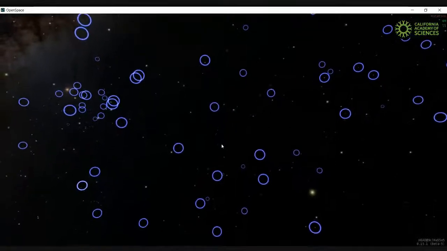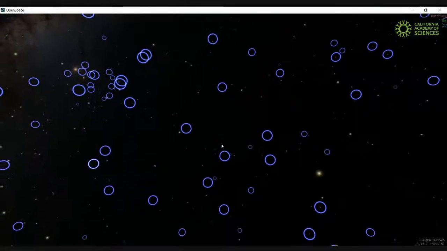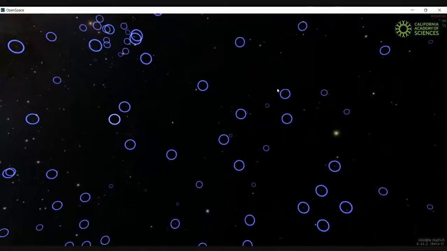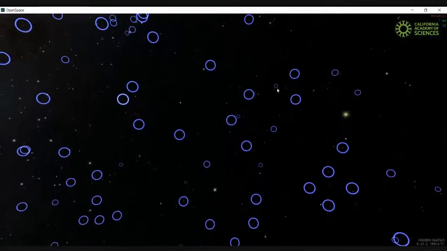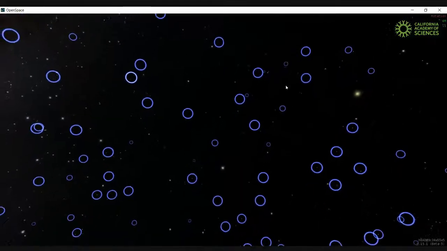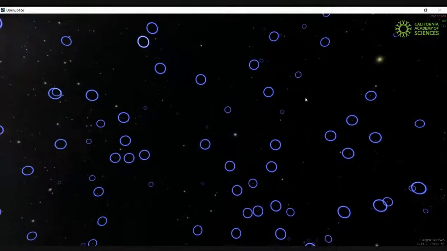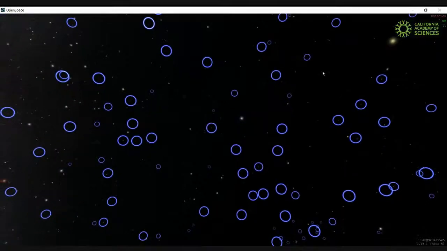So if we want to learn how many of these planets might have moons, or how many of those moons might be Earth-like, or how many of those moons might have water, well, we don't have any information about that yet, because we've never really discovered a moon around an extrasolar planet.